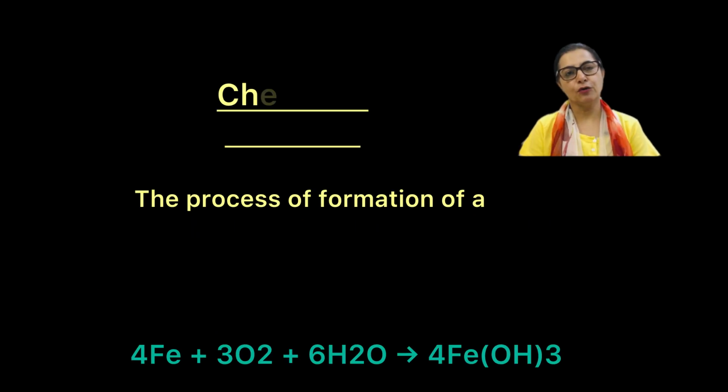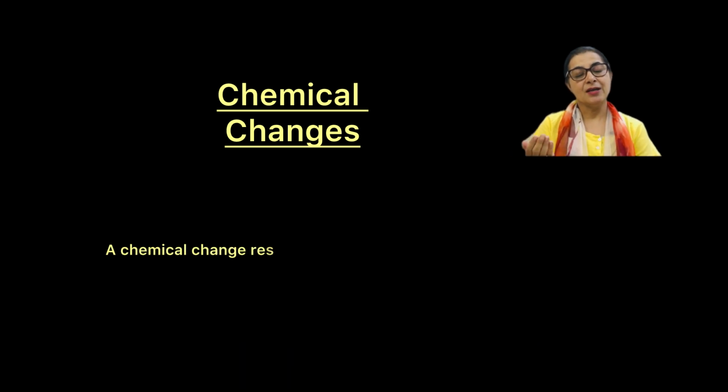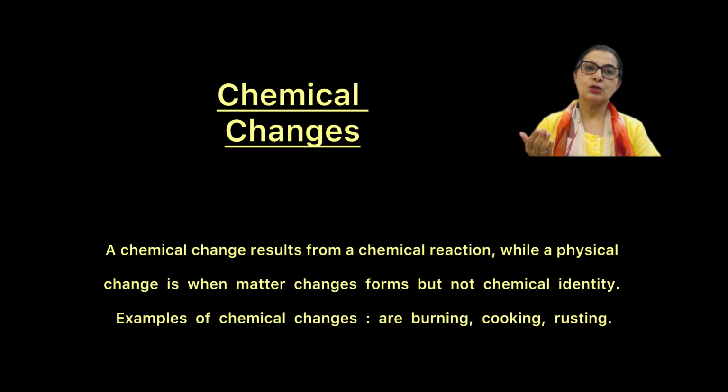Now I can give you a few examples of the chemical changes also. For example, rusting, like rusting of iron. If you have seen, if we put iron outside, we will see that there is a brown layer on top of it, and this is the rust. This is again formed as a result of a chemical reaction between the iron, moisture, and air. So these are some of the things which will come under the chemical changes. Why? Because a new substance has been formed.